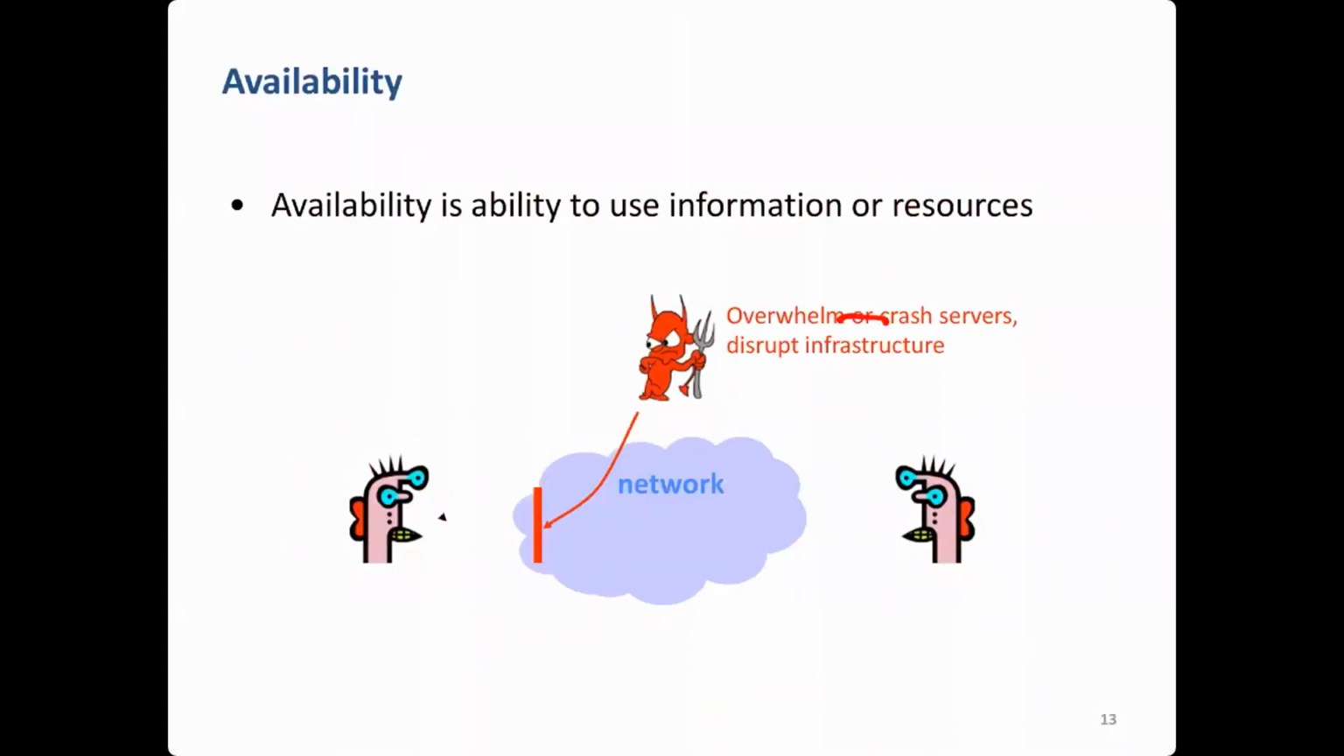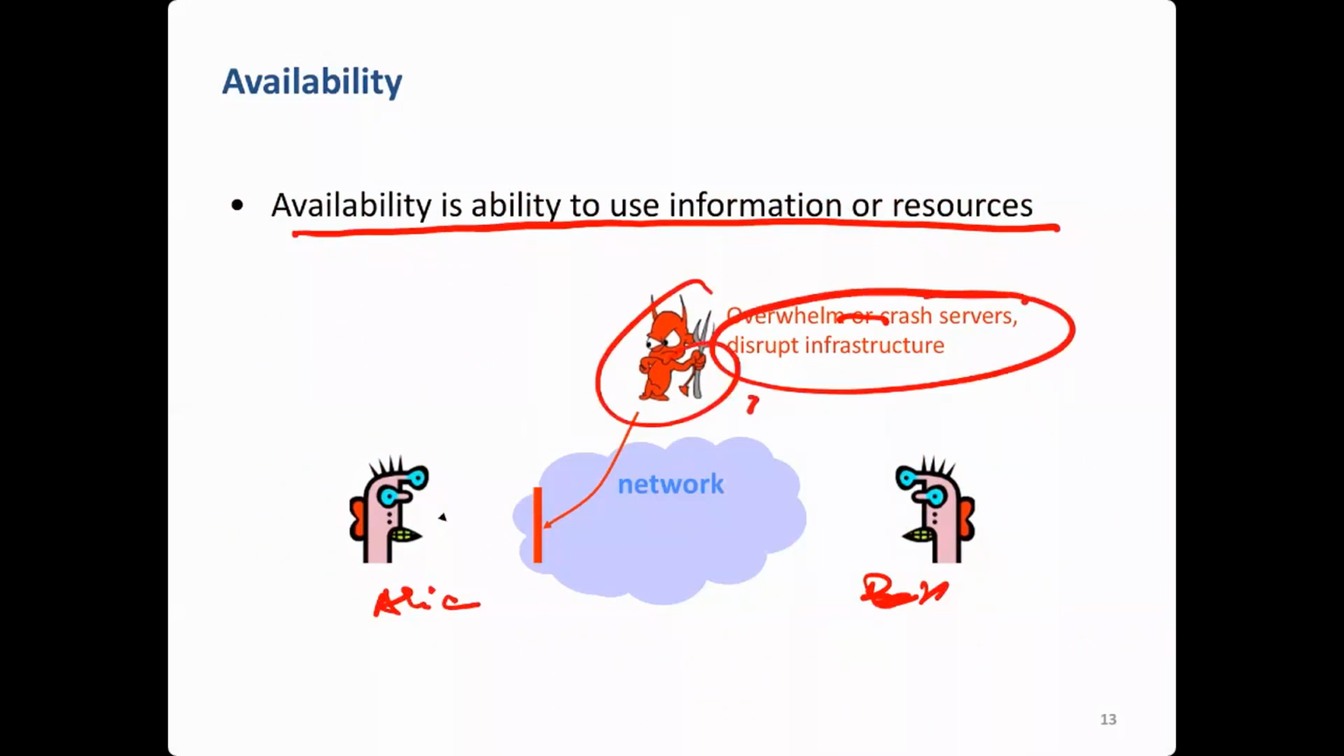All right. So availability is the ability to use information or resources. So if Alice wants to send something to Bob, now with these services, it can overwhelm Eve in between. No, not Eve, I will say the word Mallory here. Eve is a little less malicious. Mallory can overwhelm this machine by sending a lot of messages or disrupt communication between the two. Okay, so the availability is lost.